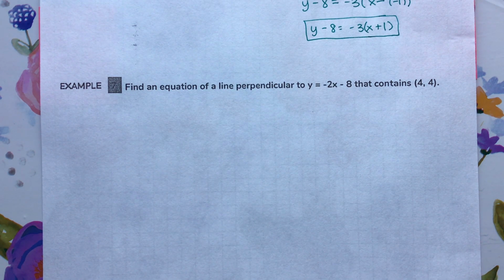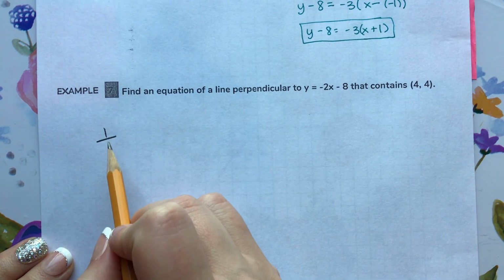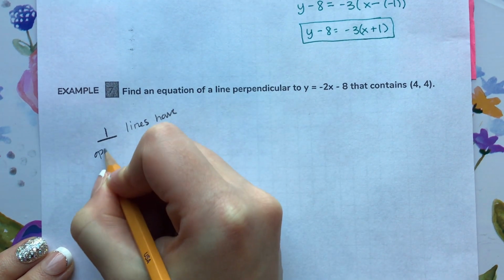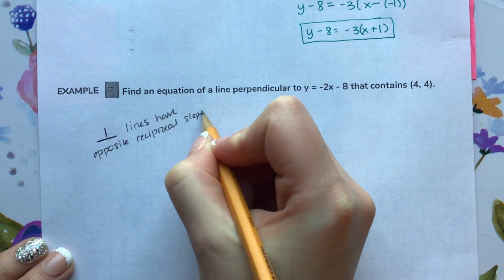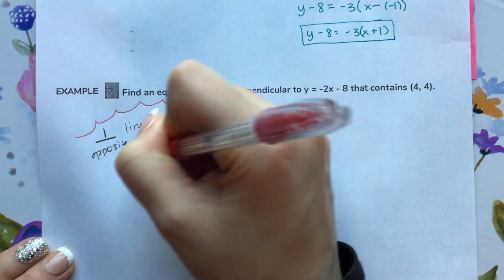For my last example, it says find an equation of a line perpendicular to y equals -2x minus 8 that contains the point (4, 4). Now, we talked about this yesterday. Perpendicular lines have opposite reciprocal slopes. I'm going to write that out for you now. The upside down T stands for perpendicular. Perpendicular lines have opposite reciprocal slopes. That is very important as well, so I'm going to hopefully draw your attention to it.